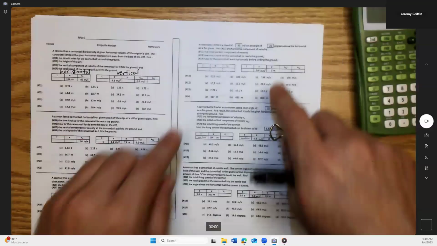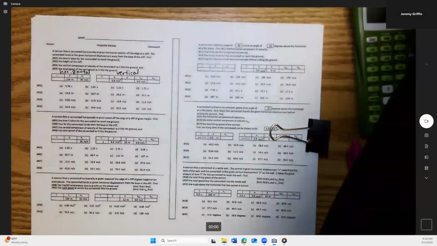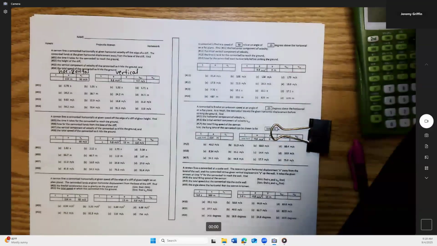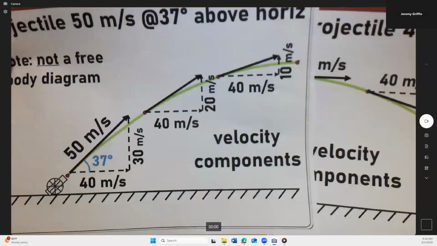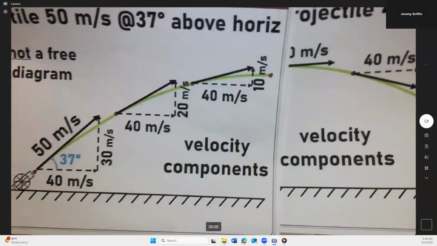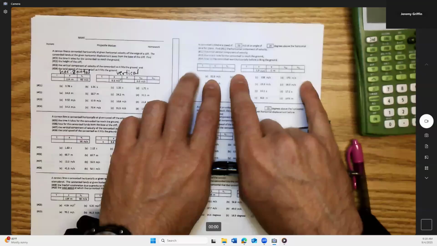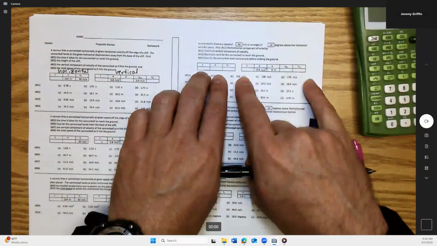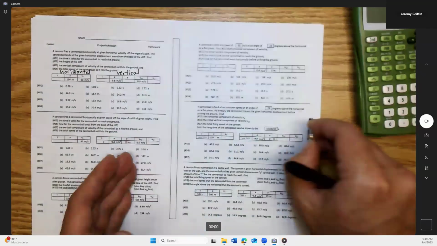Now the three questions on the right look more like the one we just did in the notes, where you're on a big old field, a big old plane, and you aim the cannon up at some angle and launch it that way. Mathematically, it's very similar. There's a horizontal side, there's a vertical side. I give you enough information.